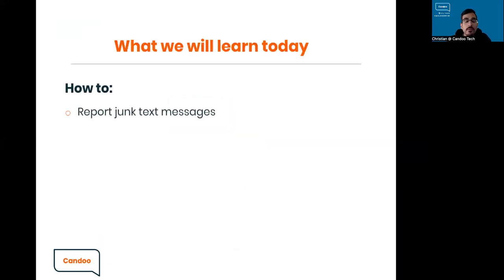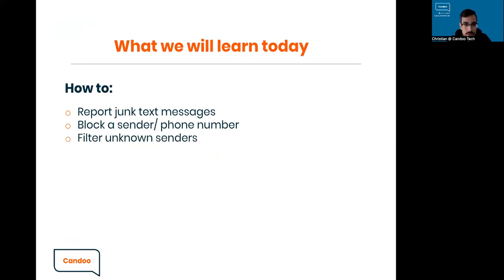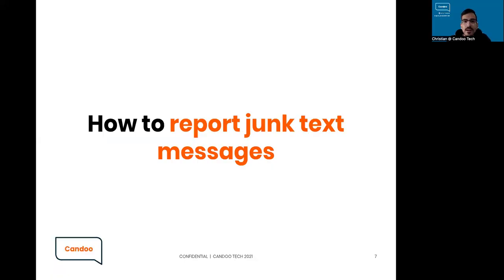So just like we covered, we're going to cover the report of the junk text messages, the block of a sender or a phone number, that way you don't keep getting phone messages from them again, and filter those unknown senders. So I like to say RBF for short: report, block, and filter. All right, so let's start off with our first tip or first point.